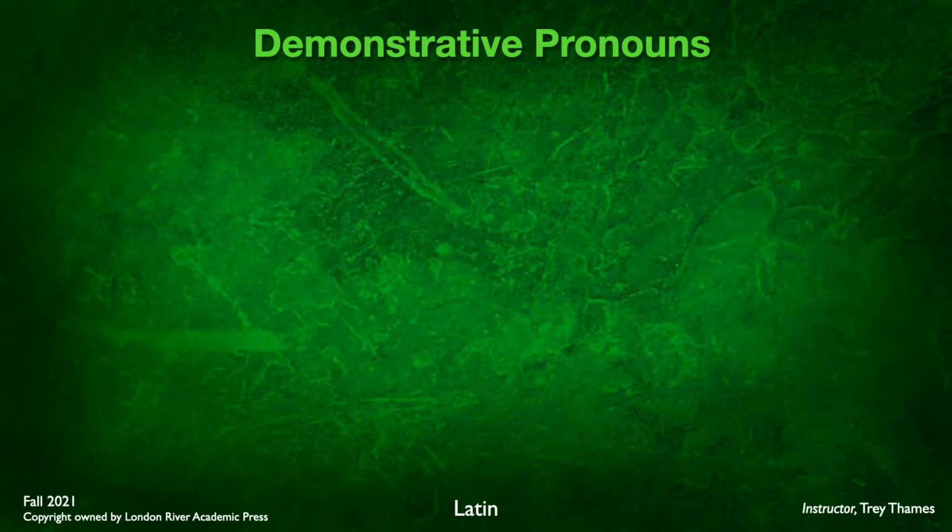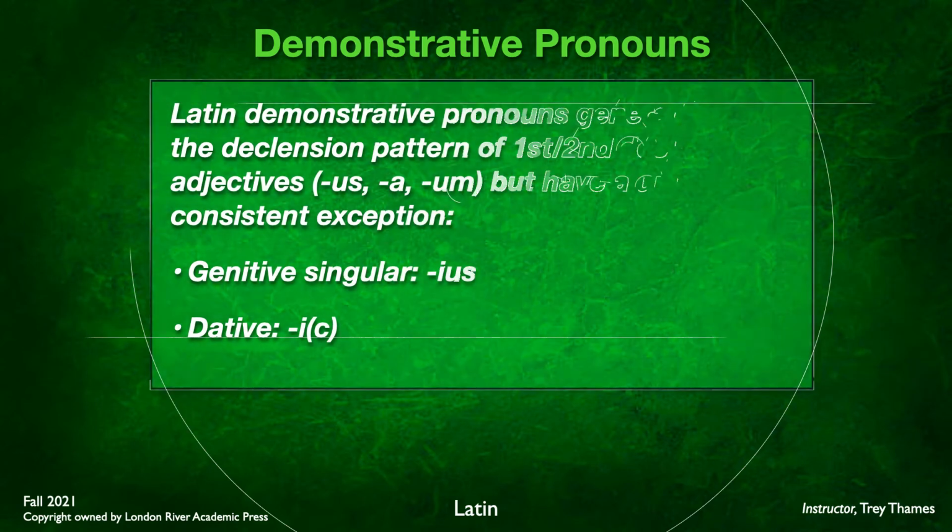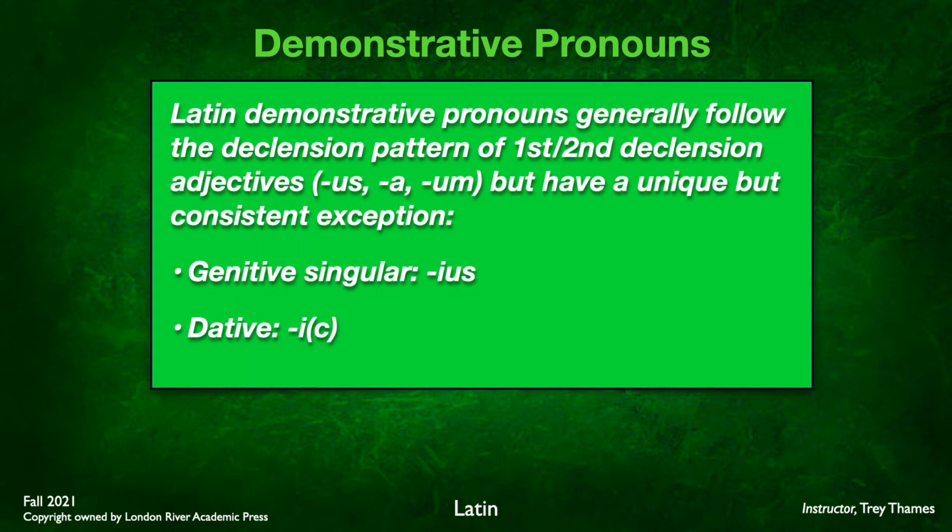Now, we'll look at these forms in their complete declension in just a minute. But we need to note that these demonstrative pronouns generally follow the declension pattern of first and second declension adjectives, but they will have a unique but consistent exception. In the genitive singular, it becomes -IUS, and in the dative, it's either -I or -IC.